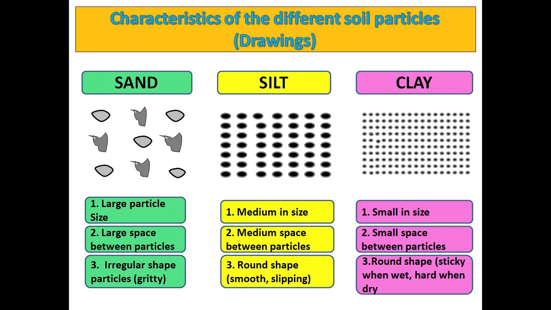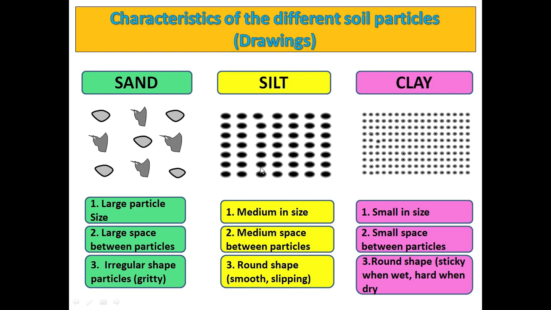So the sand should look larger than silt and clay. It should look irregular in shape. It should have grits on them. So when you draw them, it should reflect all of those characteristics, and also it should have the larger space in between the particles. So you have to show that in the diagram.